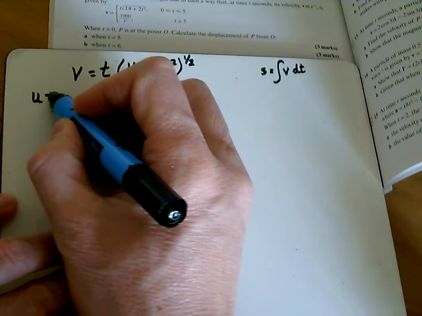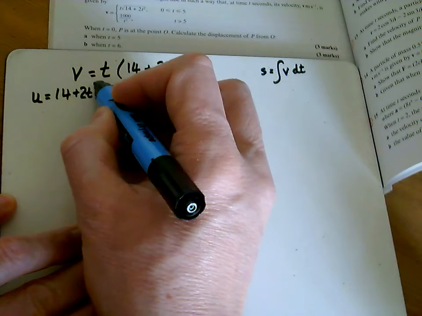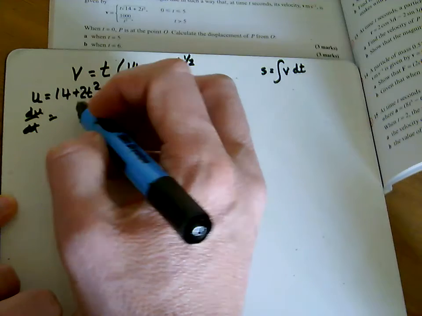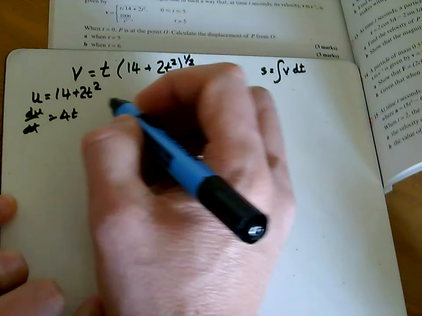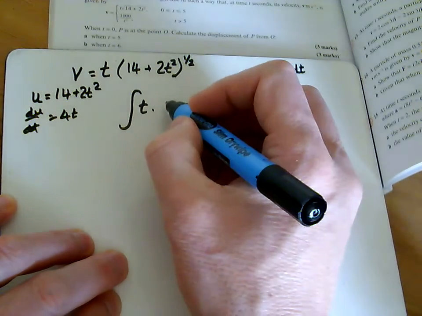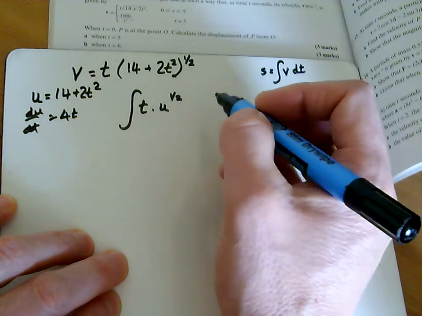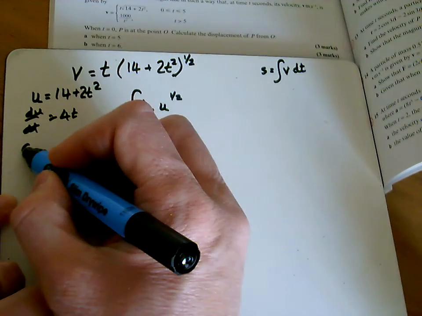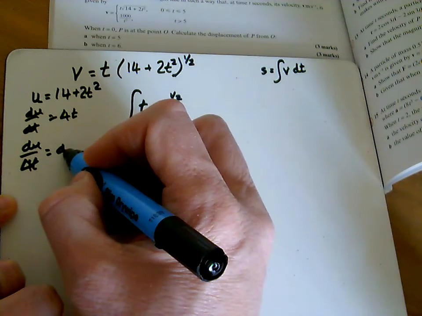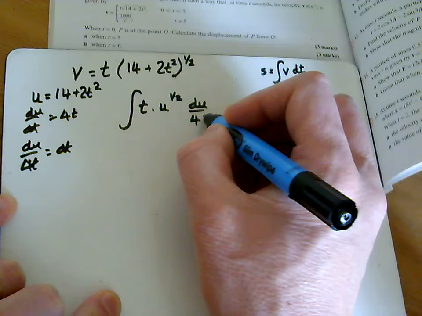We're going to have to do a substitution of u equals the bit in the bracket, because when you differentiate that, that disappears and you get 4t. And so the integral we've got is the integral of t times u to the power of a half. And then, of course, we're going to put a dt here. So if you rearrange this, dt is du over 4t.